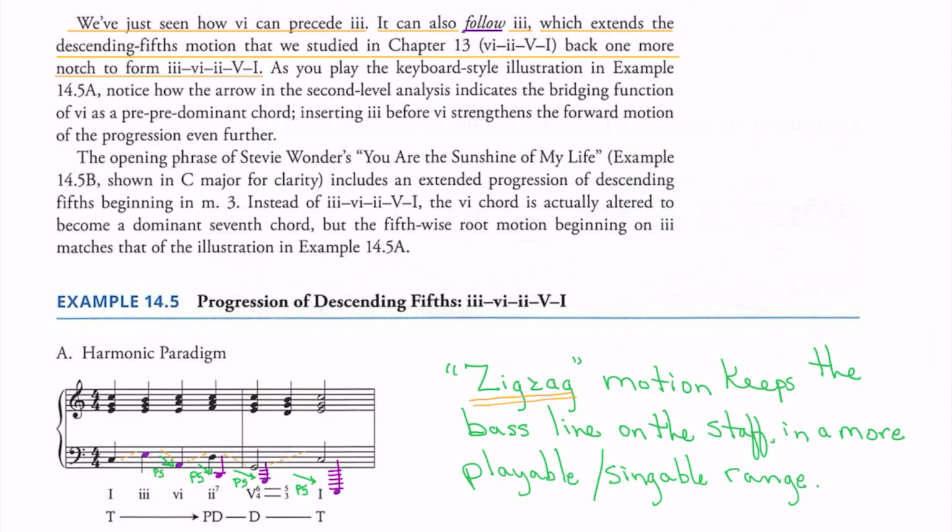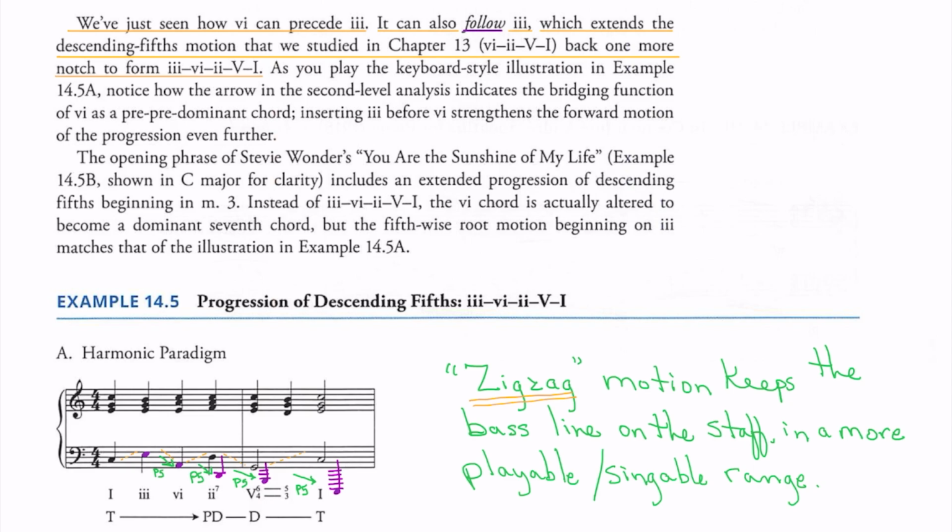Go to the bottom of this page, 14.5. This is the progression of descending fifths. We're starting in C major, going to E major, that's the 3 chord. Here's the 6 chord, the 2, and then at 5, 6, 4, we're going to 5, 3, and to 1. I want you to notice the bass line. It's doing a zigzag pattern. C up to E, down to A, up to D, down to G, up to C.